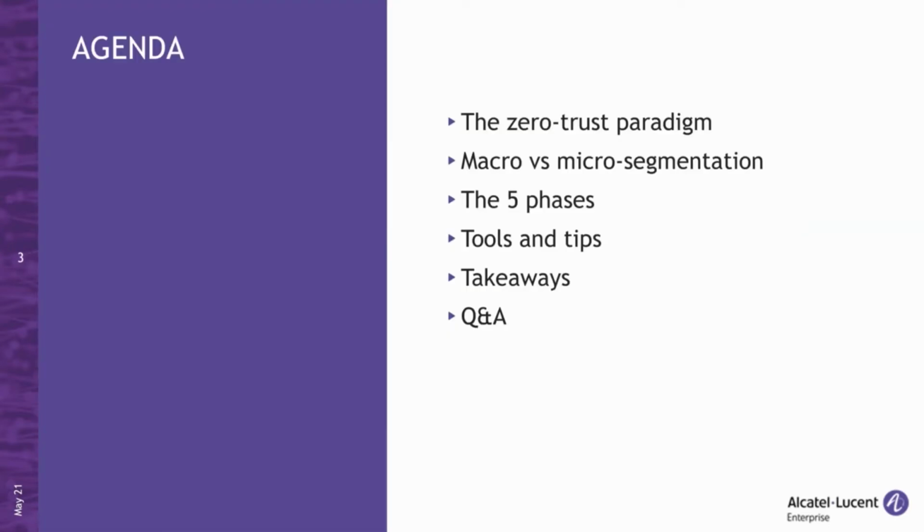Here's the agenda. I'll start with an introduction to the Zero Trust framework. I'll explain the concept of micro-segmentation and its cousin, macro-segmentation. What are the differences between these two? Which one do we use, or do we use both? And then I'll go through the different phases in the transformation from a legacy network design to a micro-segmentation design.